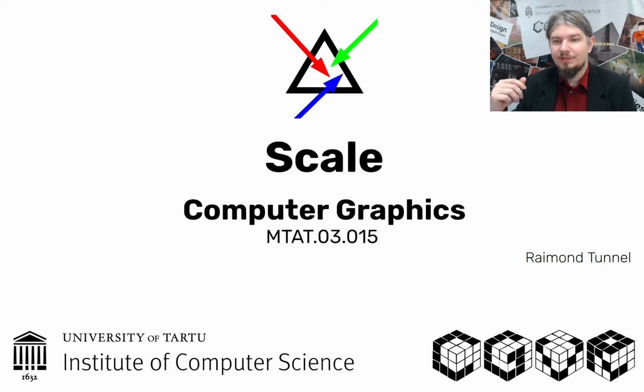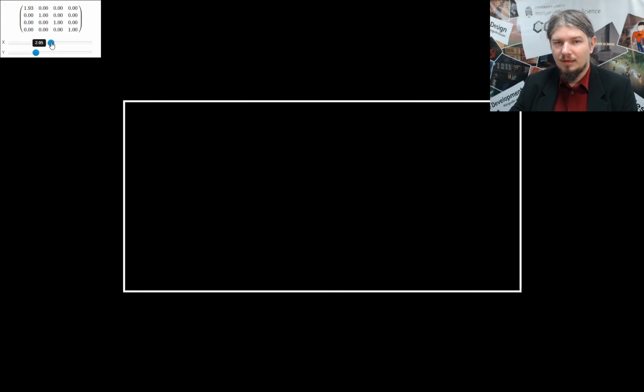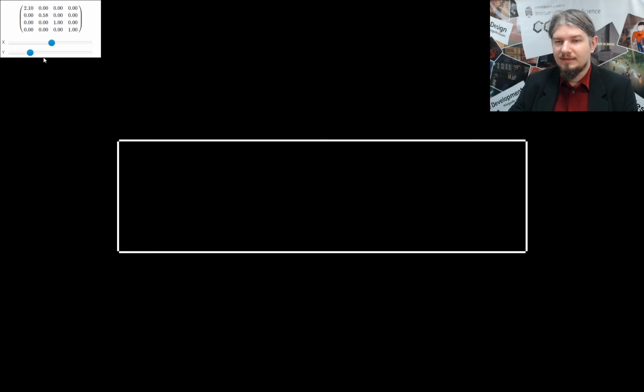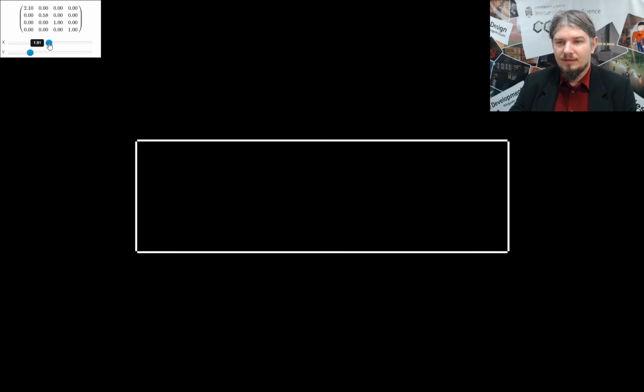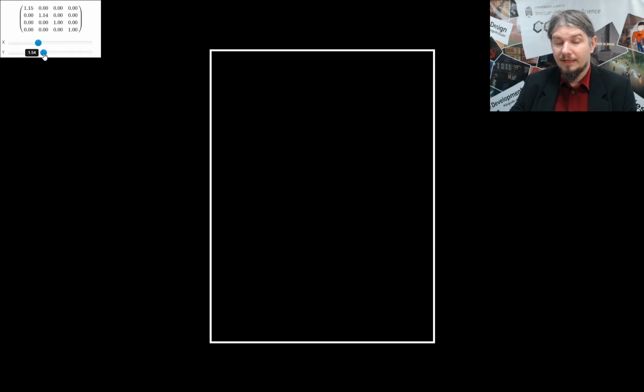Scaling. This is the first linear transformation that we learned in this material. So what does it do? Basically, if we have this geometry, well, it's a square right now, then we're able to stretch or shrink it. So if we want to make it larger in the x-axis or maybe shorter in y, then this is what scaling does. It scales one of the axes, or well, both of the axes by the given amount.